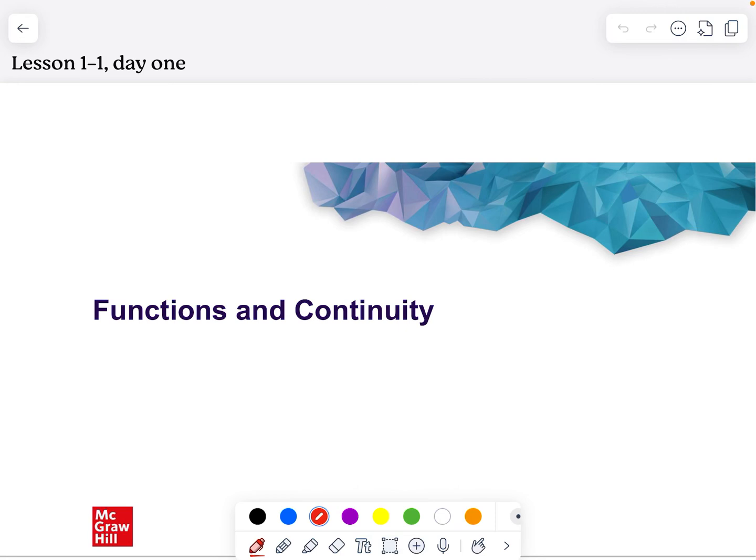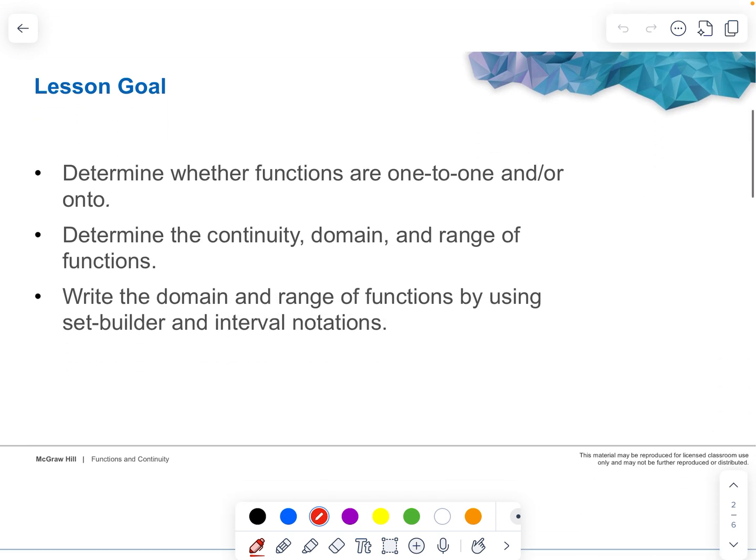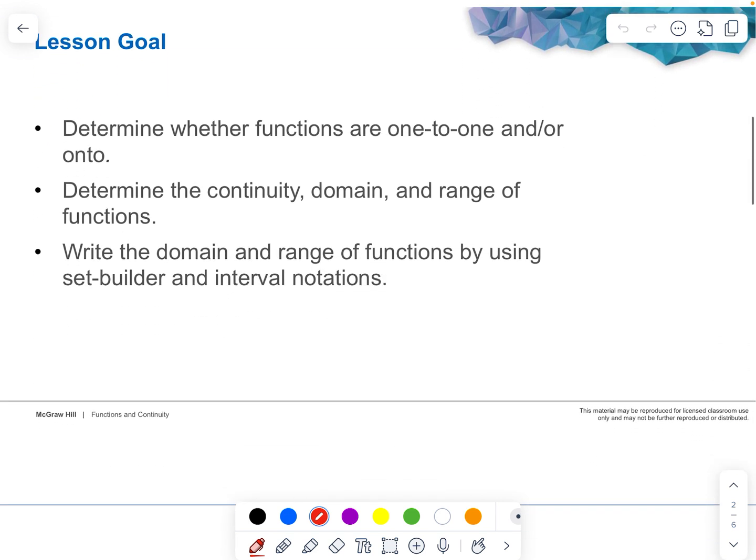Hi, this is Mrs. Lloyd with Lesson 1-1, Day 1, Functions and Continuity for McGraw-Hill Algebra 2. The lesson goals for Day 1 and Day 2: determine whether functions are one-to-one and/or onto, determine the continuity, domain, and range of functions, write the domain and range of functions by using set builder and interval notations.